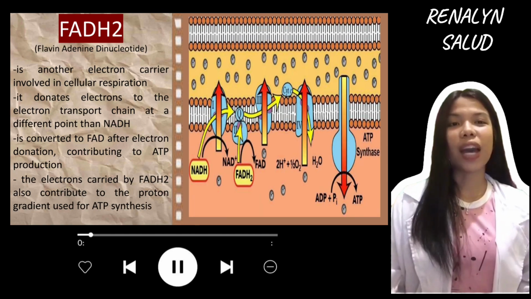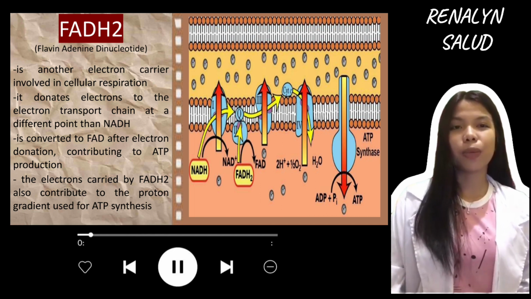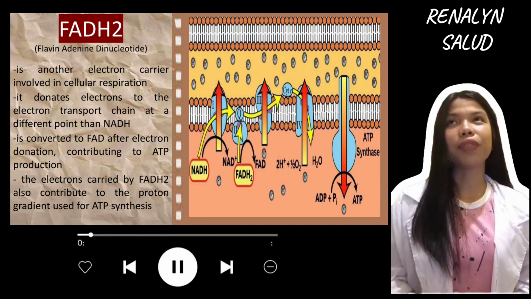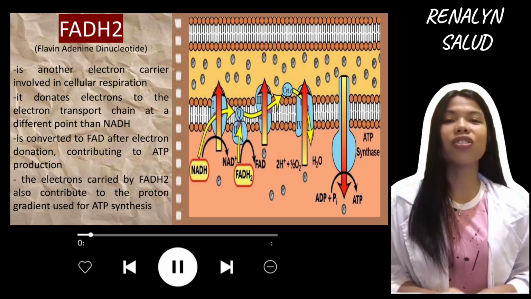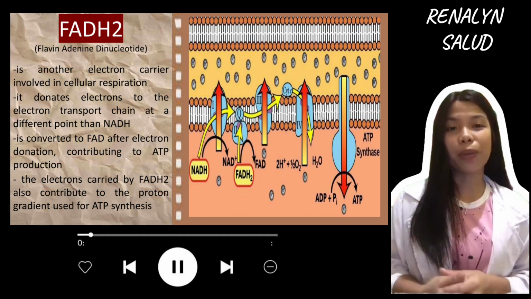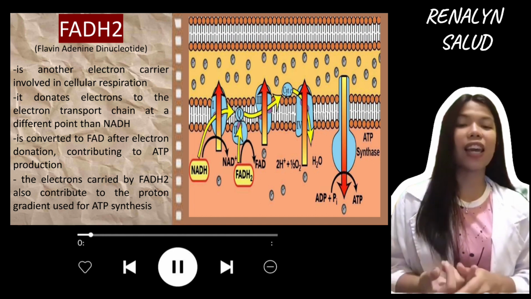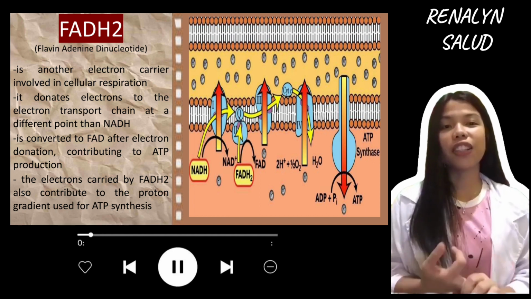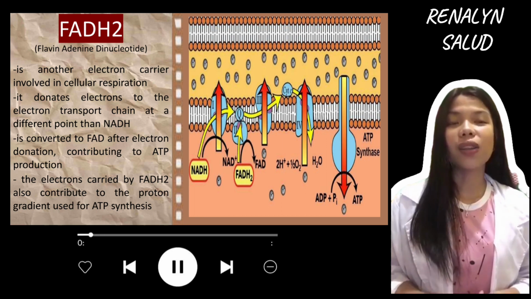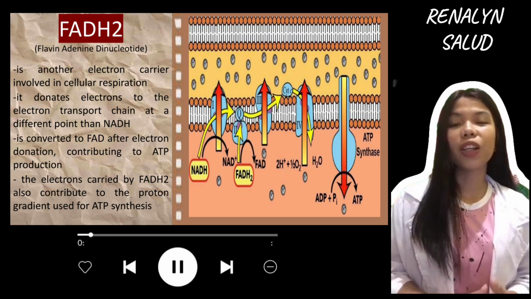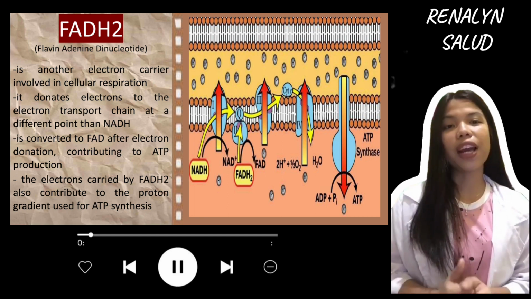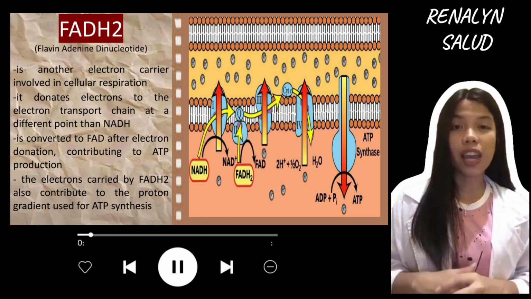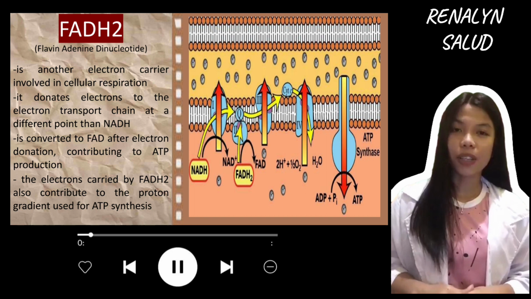Now, next we have the FADH2. This electron carrier is responsible for transporting electrons generated in major pathways like glycolysis and the Krebs cycle to the electron transport chain. It also has a role in cellular respiration. It acts as an electron carrier and temporarily stores energy during cellular respiration.